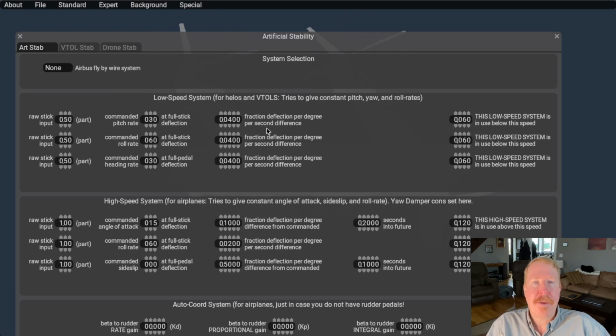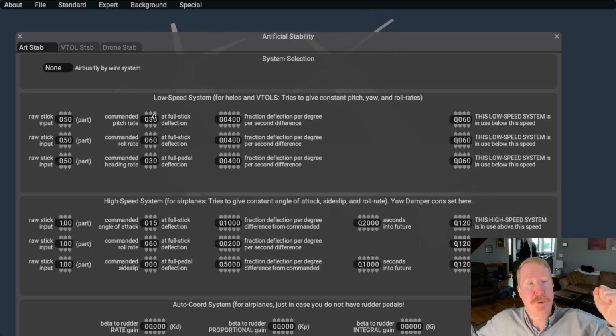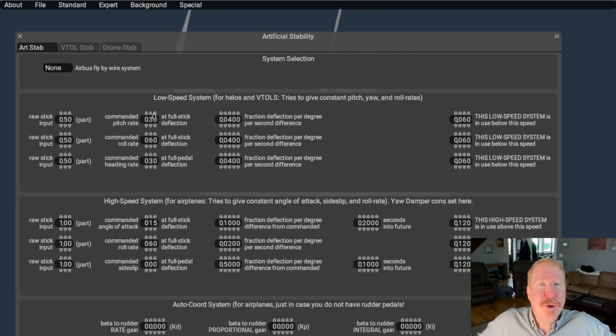Well, it means if I have the stick, let's say, all the way back, that's going to command a 30 degree per second pitch up rate of the airplane. If the airplane is actually pitching up at 0 degrees per second right now, because I just pulled the stick back, but I'm commanding it to pitch up at 30 degrees per second, the difference is 30 degrees. What's 30 times 0.04? What is that, 0.12? No, it's 1.2, isn't it? So let's pull out the little calculator because I don't want to mess up my zeros on a video. 0.04 times 30, I just don't want to mess up my decimals on y'all.